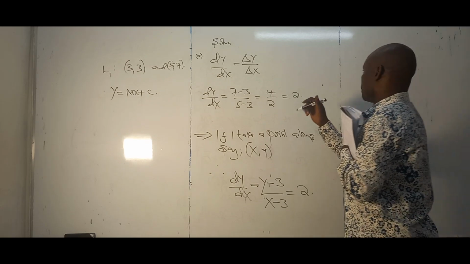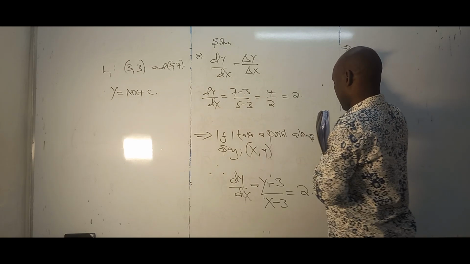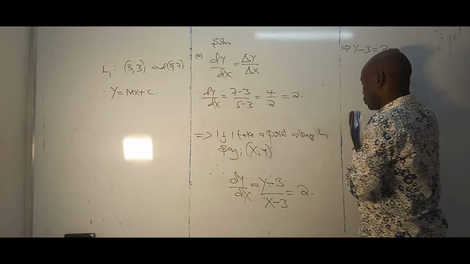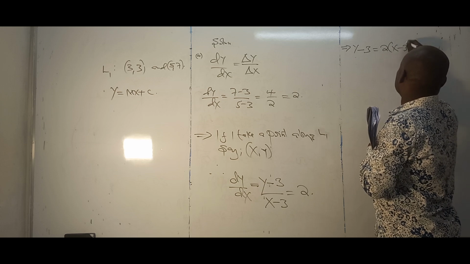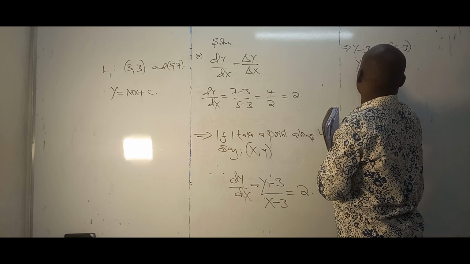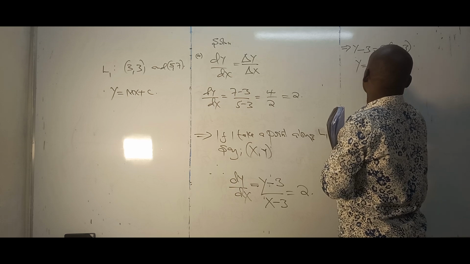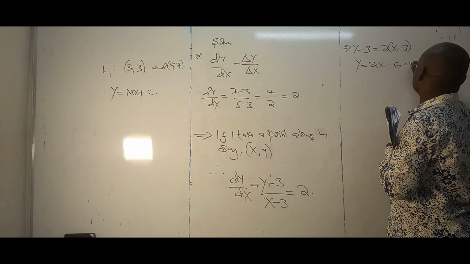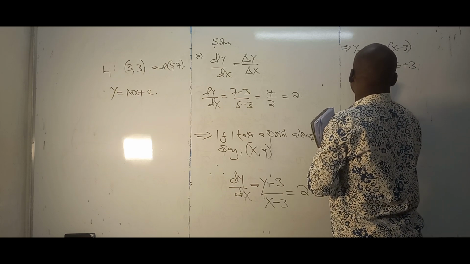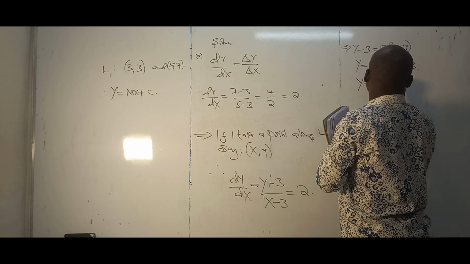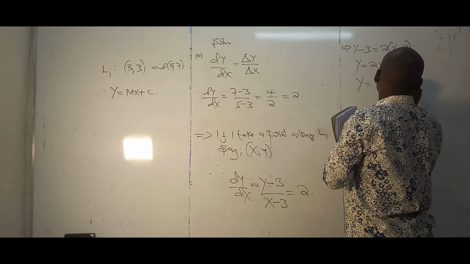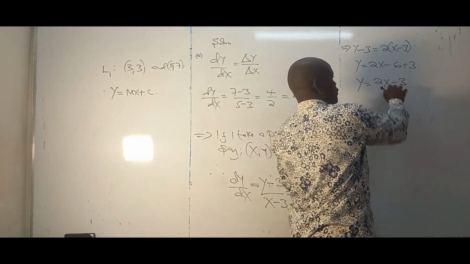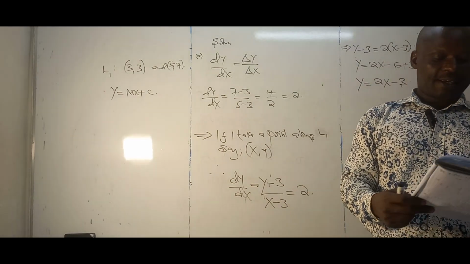So what I do is cross multiply, and that means y - 3 = 2(x - 3). And so that's y = 2x - 6 + 3, and this is y = 2x - 3. So the equation of line L1 is y = 2x - 3. That's the equation of line L1.